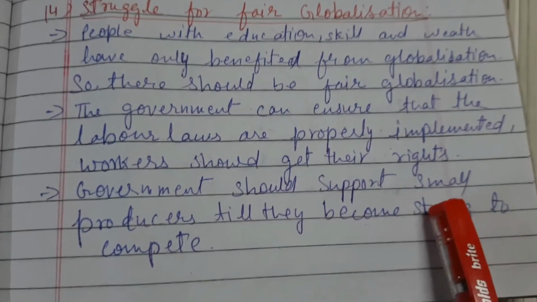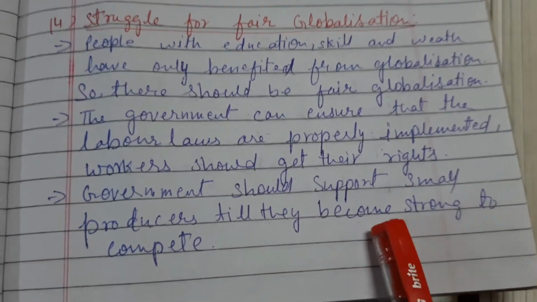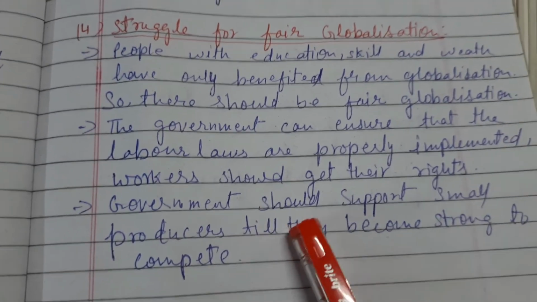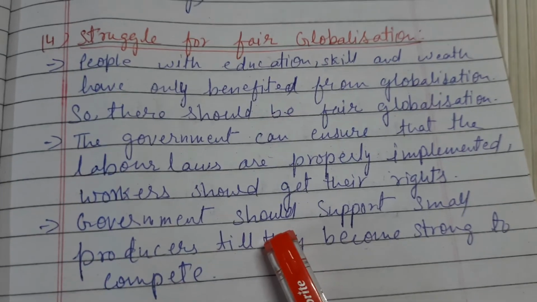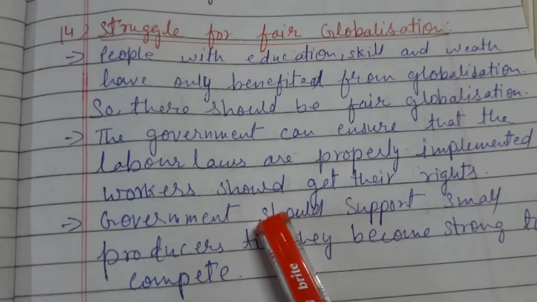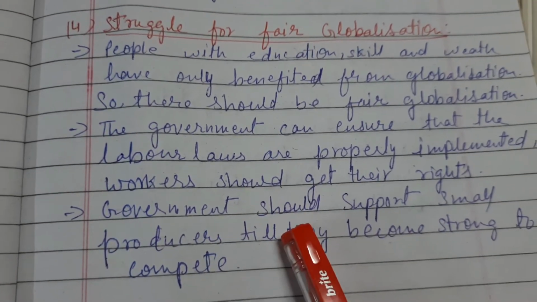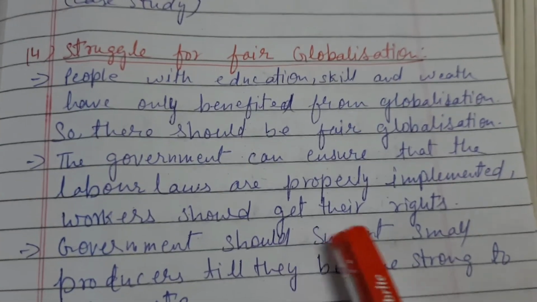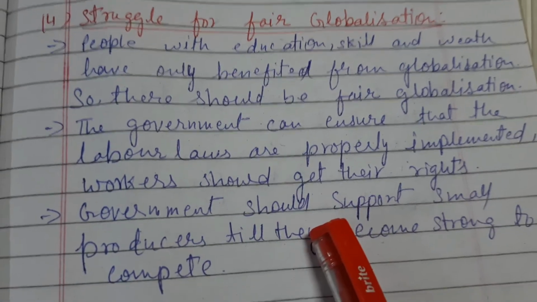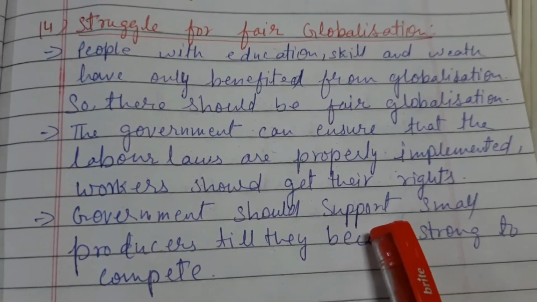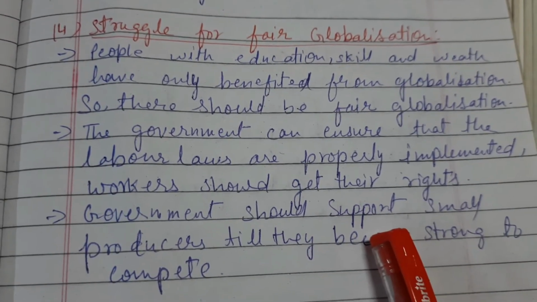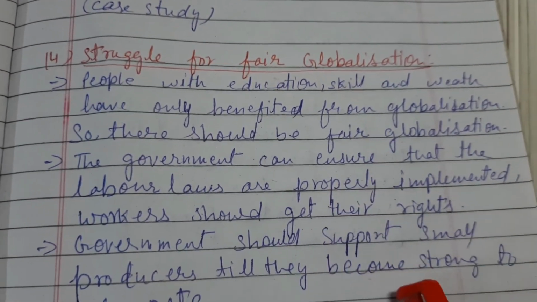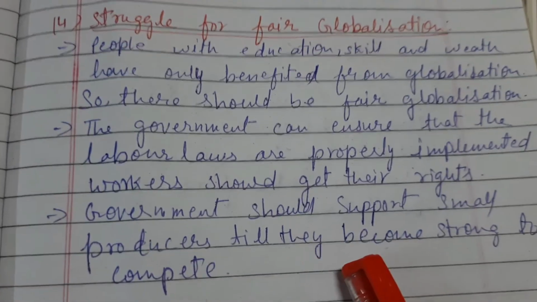The government should support small producers till they become strong to compete. This is very important for the government. The government should see whether the indigenous market is in a position to compete with foreign goods, so that producers like Ravi should not perish from the market. So these are the things by which the government should protect the indigenous producers.